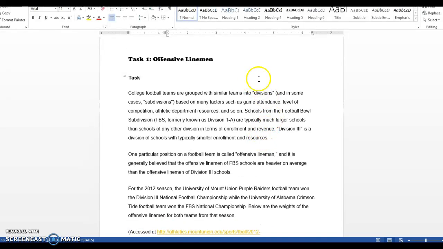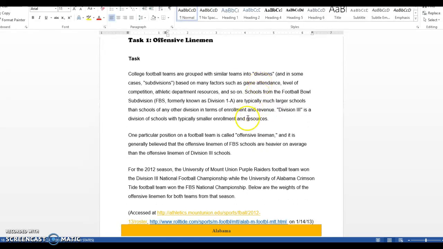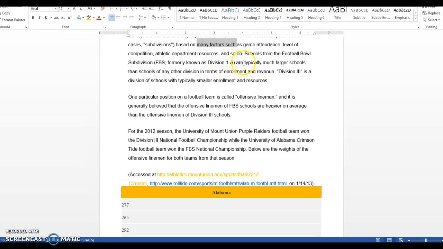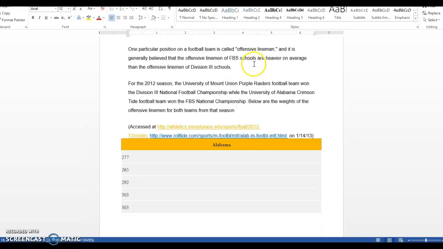So moving on to the task. Task 1 is about the offensive linemen. College football teams are grouped with similar teams in different divisions, based on many factors like attendance and level of competition. Division 1A teams are typically from much larger schools than any other division, with Division 3 representing the smaller schools.